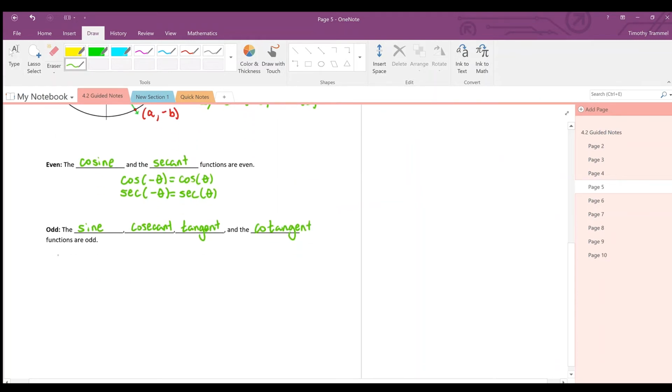And we could write down the rules here. Sine of minus theta is equal to minus sine of theta. Cosecant of minus theta is equal to minus cosecant of theta. And tangent of minus theta is equal to minus tangent theta. And then one last one for cotangent.